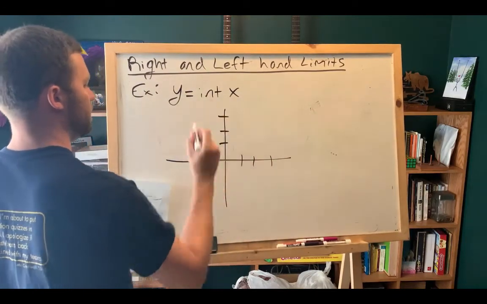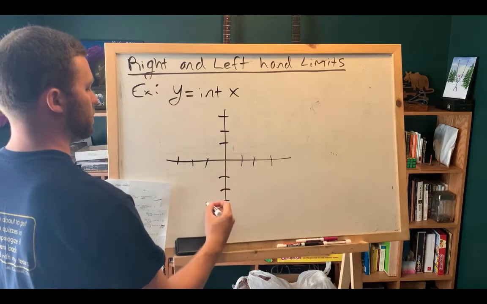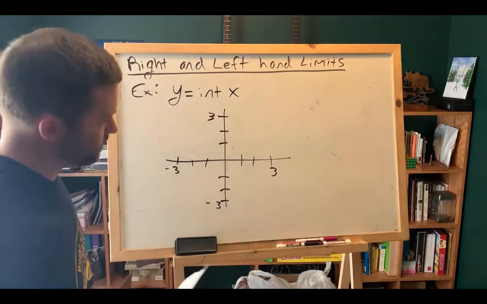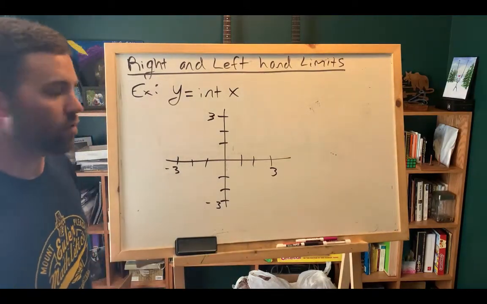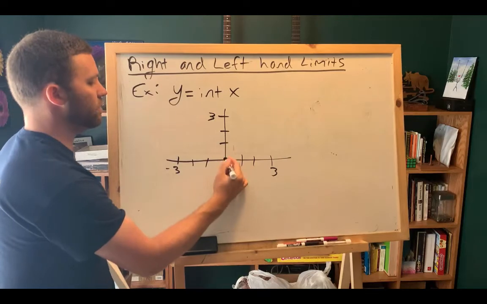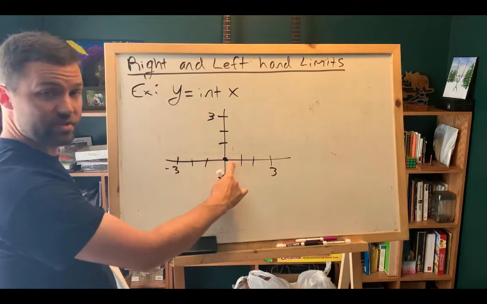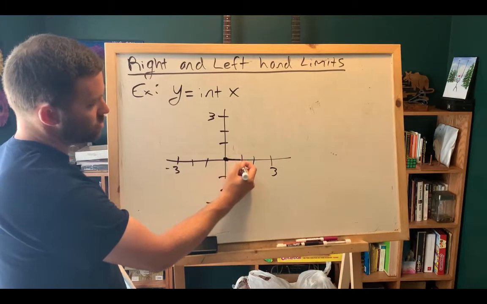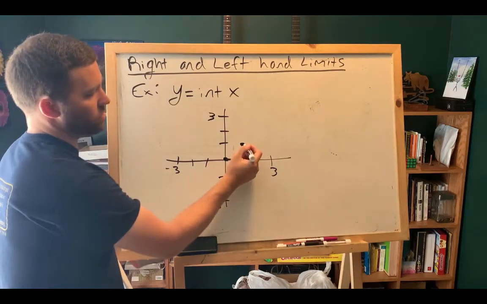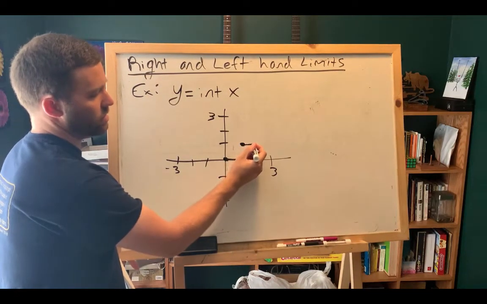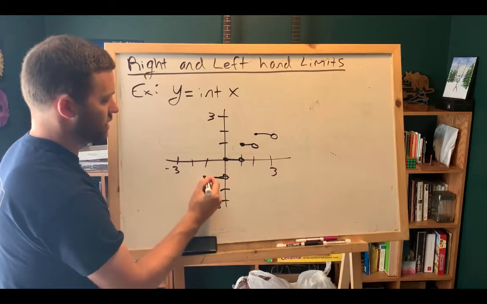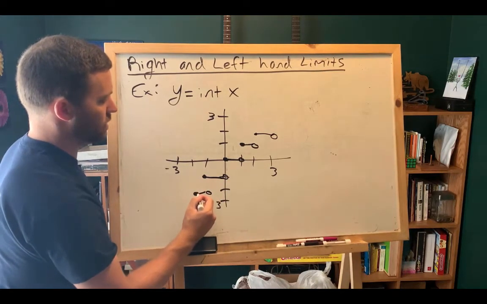1, 2, 3, 1, 2, 3, 1, 2, 3, 1, 2, 3. This is all going by ones, obviously. The greatest integer function basically truncates the decimal. So, for instance, if your input is 0, then the output is 0. If your input is 0.5, then the output is still 0. So it's 0 until you get to 1, and at 1, the function jumps up. If you put in 1.2 or 1.3, you still get 1, until you hit 2, and then it jumps again, and this keeps going. So you have an open dot here, a solid dot here, an open dot here, a solid dot here, and it just continues.